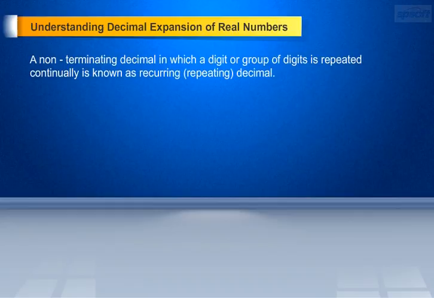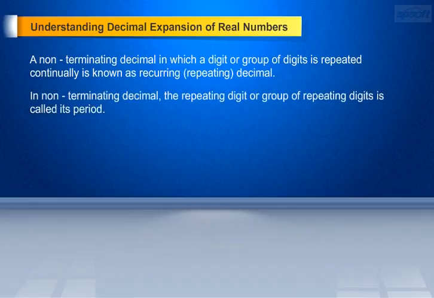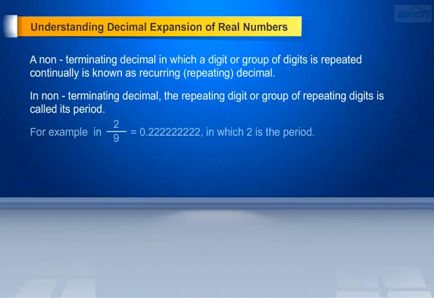A non-terminating decimal in which a digit or group of digits is repeated continually is known as a recurring or repeating decimal. In a non-terminating decimal, the repeating digit or group of repeating digits is called its period. For example, in 2 by 9 equals 0.222222222, 2 is the period.